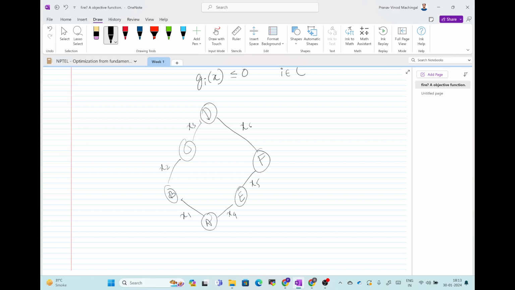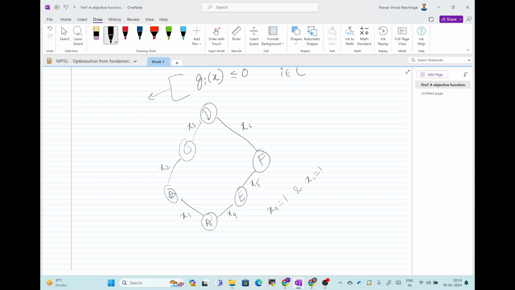So finally, whatever decision you make, it should be such that you can't have both x4 equal to 1 and x1 equal to 1, right? Only one of these should be 1. So those kinds of constraints are captured by this sort of function. You have to design the function in such a way. That is the modeling problem.